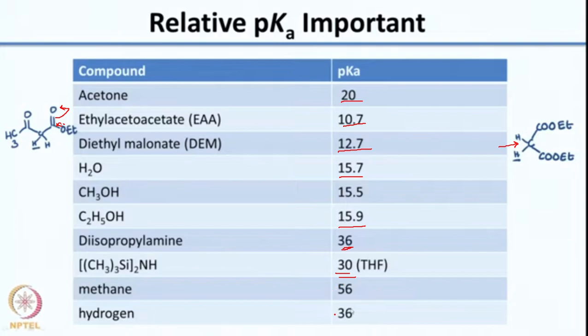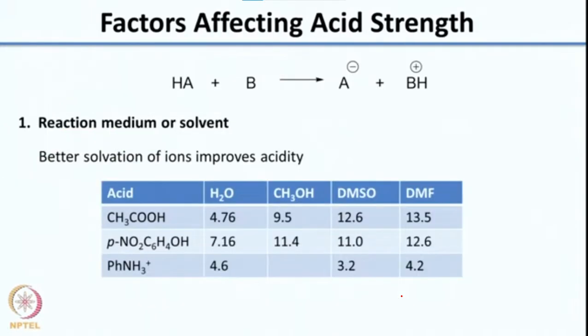Talking about methane and hydrogen, methane is giving a very high pK value, that is the least acidic form. And talking about hydrogen, hydrogen is also very less acidic, because it is an H radical, always remember. So this is an electron rich species. Electron rich species are less acidic, showing a greater pKa value. Now the factors affecting acid strength we are going to discuss here.